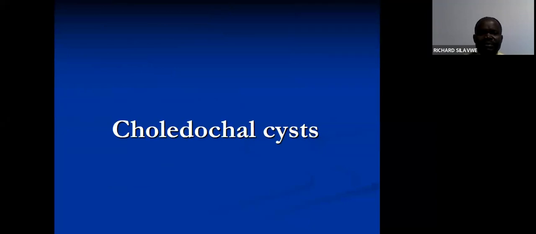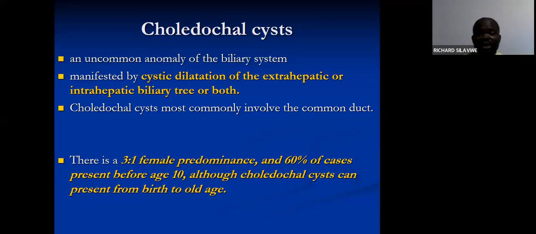Choledochal cyst, we talked about choledochal cyst. You can find cysts actually in the duct. The duct can look like it is bulging, and then you are able to see that one. This is an uncommon anomaly of the biliary system manifested by cystic dilatation of the extrahepatic or intrahepatic biliary tree or both. Choledochal cysts most commonly involve the common bile duct.